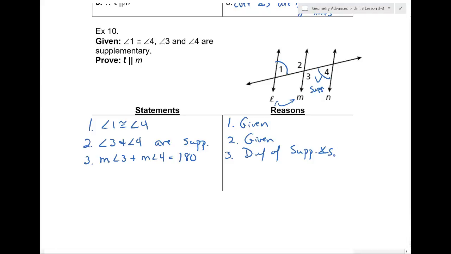So guess what my goal is? Even how it's marked, I have 1 and 2, and those are same side interior angles. I want to show that they're supplementary. There must be a way that I can do that. It'd be really fun if I could take this equation, the measure of angle 3 plus the measure of angle 4. Would it be nice if I could replace angle measures in there?